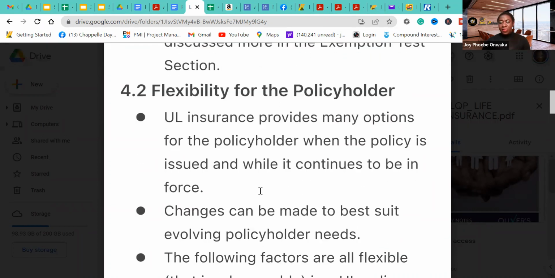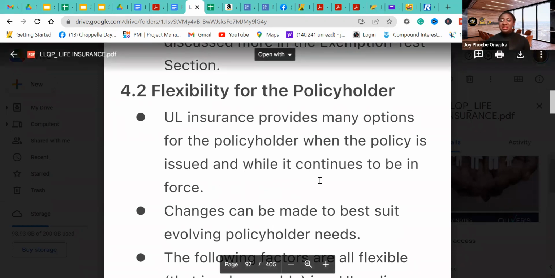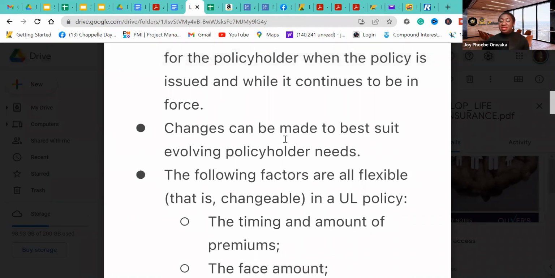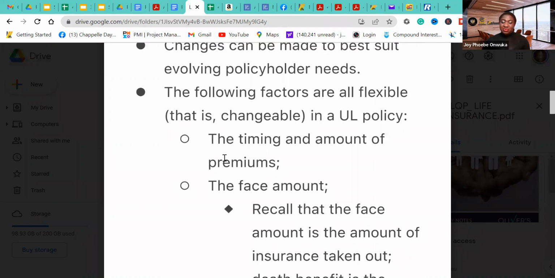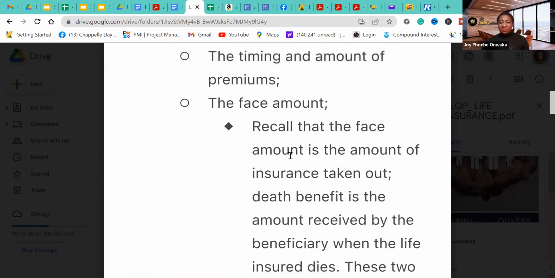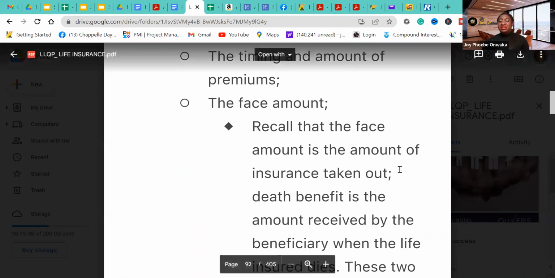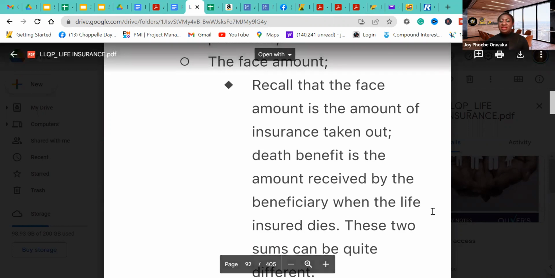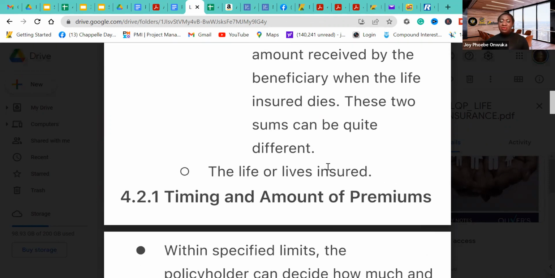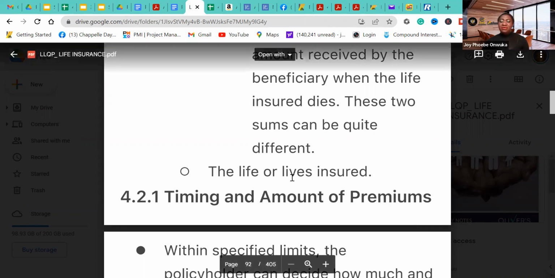Flexibility for the policyholder. Universal life insurance provides many options for the policyholder when the policy is issued and while it continues to be in force. Changes can be made to best suit the policyholder's evolving needs. The following factors are all flexible, that is, changeable, in a universal life policy. Option number one is the timing and amount of the premium, very flexible. The face amount. Recall that the face amount is the amount of insurance taken out. Death benefit is the amount received by the beneficiary when the life insured dies, and these two sums can be quite different. And the last one is the life or lives insured.